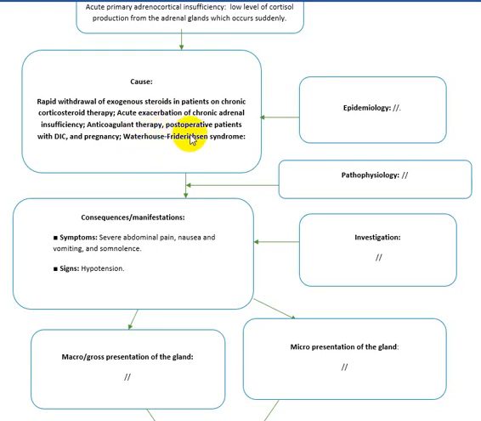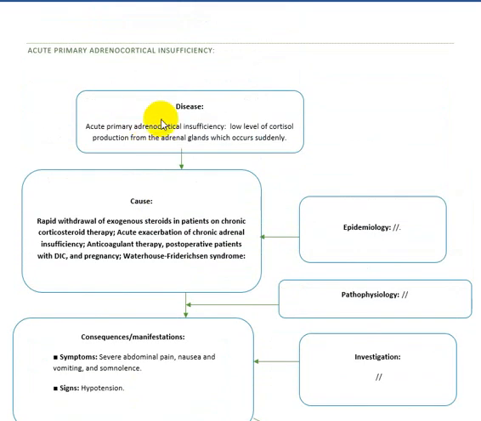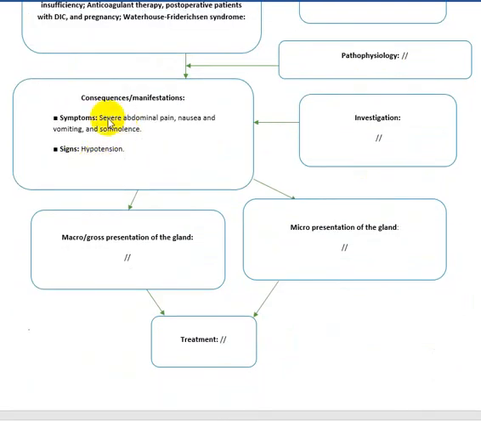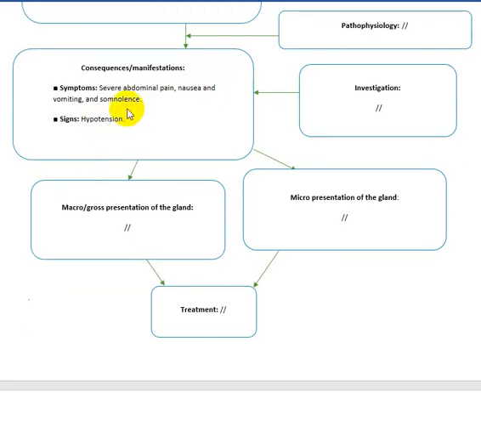If there is no sudden supply to the adrenal glands, you are going to have an acute primary adrenal insufficiency. The consequence: symptoms of severe abdominal pain. You are going to have sudden nausea, excessive vomiting, and excessive diarrhea because there is excessive water loss from the body. There is abdominal pain, nausea, vomiting, somnolence, and the sign here is hypotension.